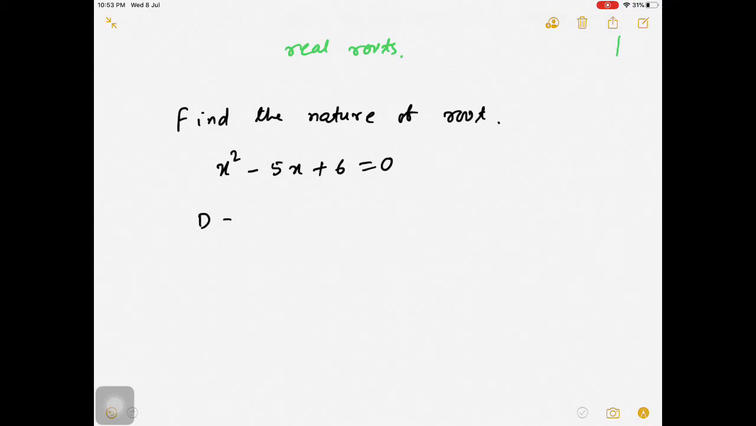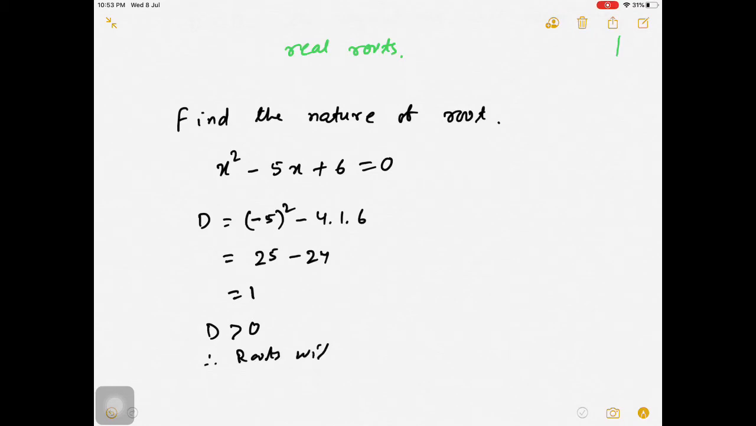So what is D here? D equal to b square minus 4ac. So b square means minus 5 square, minus 4 into a, which is 1 here, and c is 6. That is equal to 25 minus 24, that is equal to 1. Here D is greater than 0. Therefore, roots will be real and distinct. In this case, we shall have two real and distinct roots.